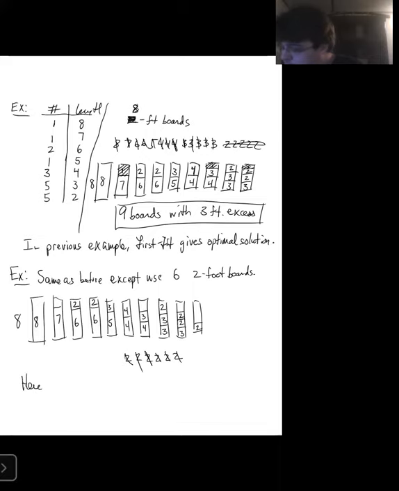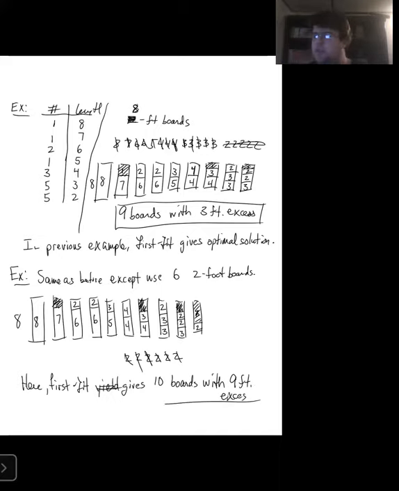Here, first fit gives, that's what I said before, gives how many boards? What is it, 10 boards? 10 boards with how much excess? Well, there's this 1 foot piece of excess up here, this 1 foot piece of excess, this 1 foot piece of excess, and this, that's not 7, 6 foot piece of excess. So with 9 feet of excess.